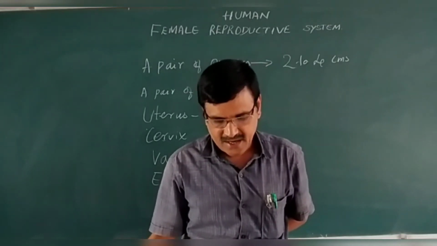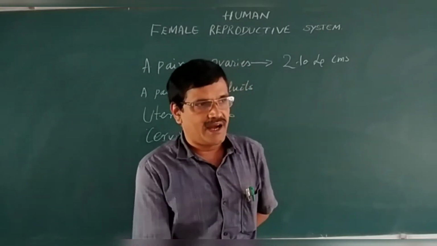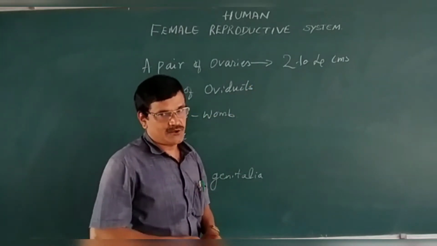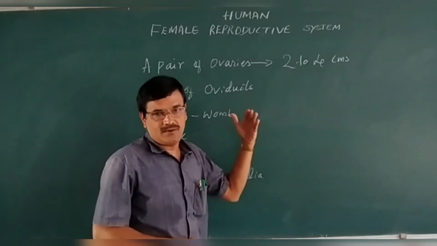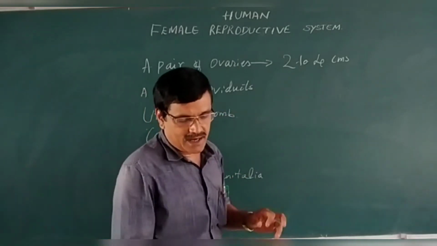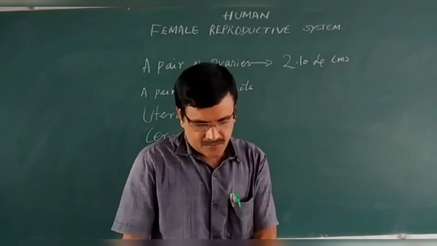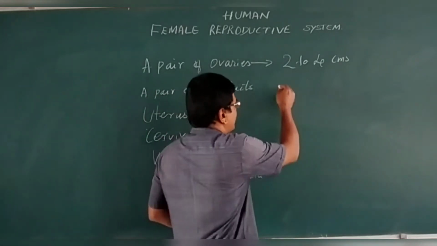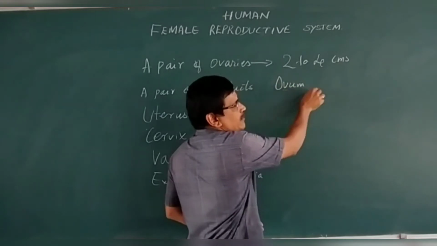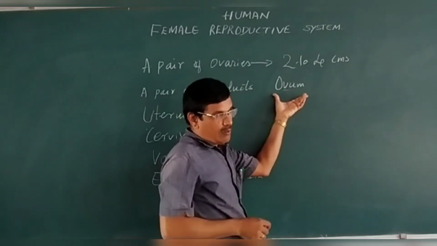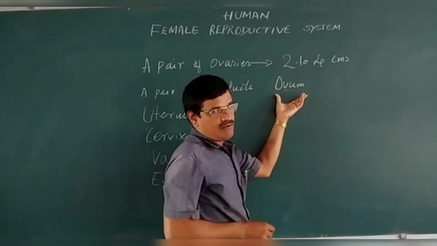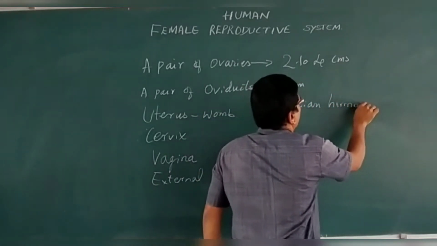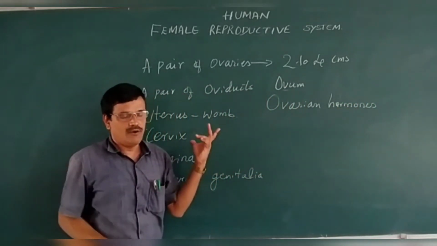The ovaries are attached to the cervix and the end of the fallopian tube by ligament. It is attached to the cervix, then the pelvic region of the body through a ligament, and mainly the ovaries are concerned with the production of the female gamete, the ovum, and apart from the production of ovum, they are also involved in the secretion of ovarian hormones, the female sex hormones.